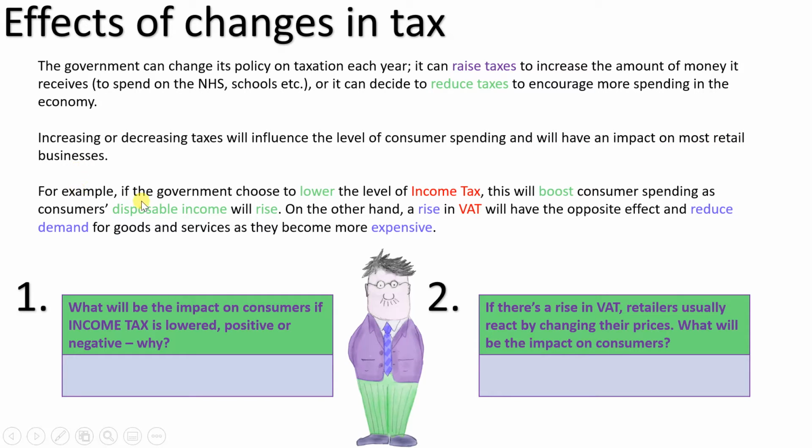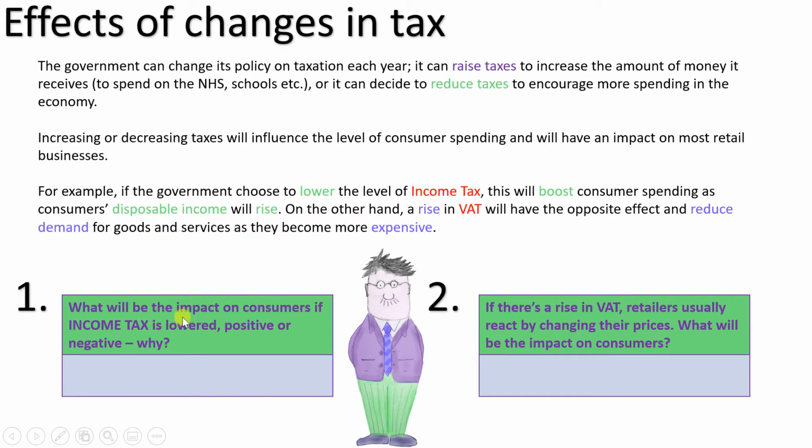For example, if the government chose to lower the level of income tax, this will boost consumer spending as consumers' disposable income will rise. On the other hand, a rise in VAT will have the opposite effect and reduce demand for goods and services as they become more expensive.